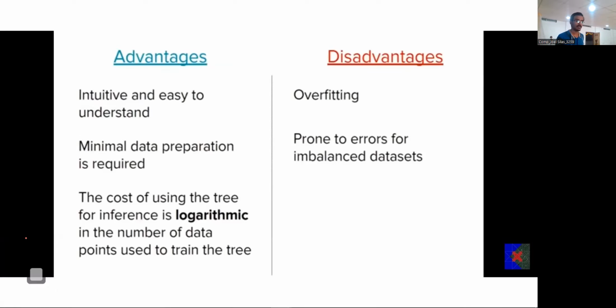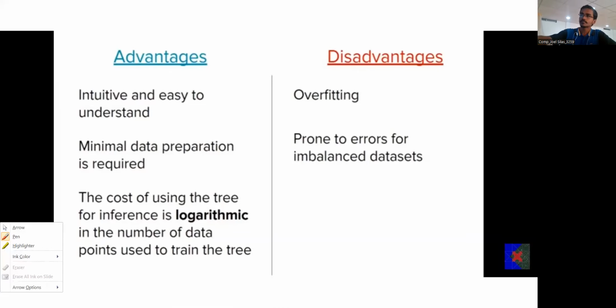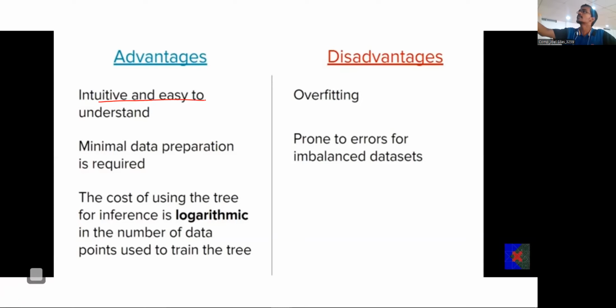Now, the advantages are that it is intuitive and easy to understand, and minimal data preparation is required. It is not necessary that we have large data sets for preparation. We can use minimum data preparation, and also there is no need of normalization and standardization. That means sometimes the features are not suitable for getting higher accuracy on training. At that time we do normalization or standardization to get the feature values, especially if categorical, into the same range and so on. However, those things are not needed over here, which we have seen earlier as well.